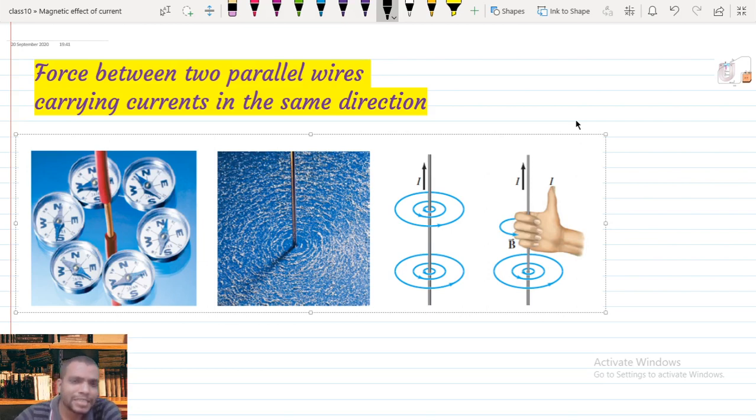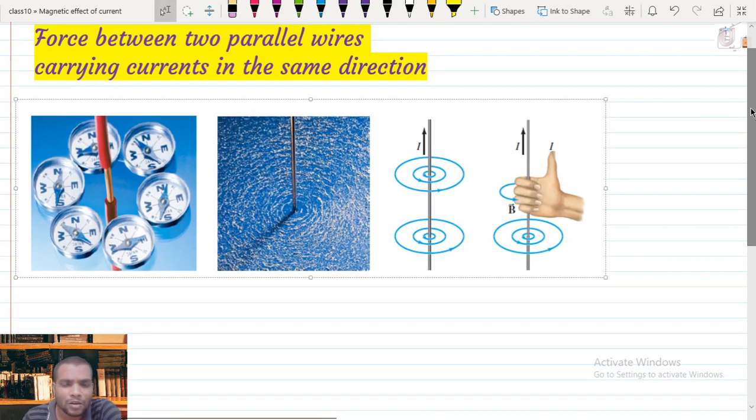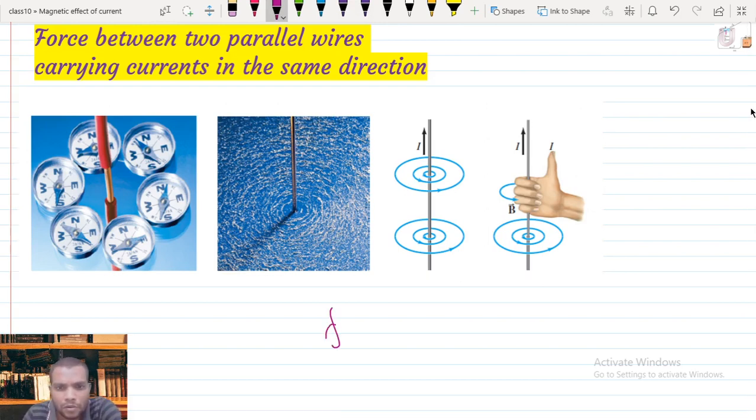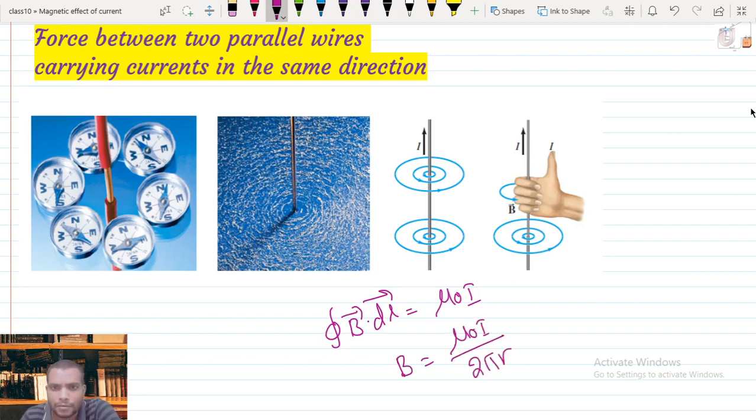This is the very basic concept we discussed in this chapter. And how do we find the magnitude of the magnetic field? We use Ampere's rule, closed integral B bar dot dl equal to mu naught I. Now, if you substitute the Amperian loop here, the magnitude of the magnetic field B equals mu naught I upon 2 pi r.